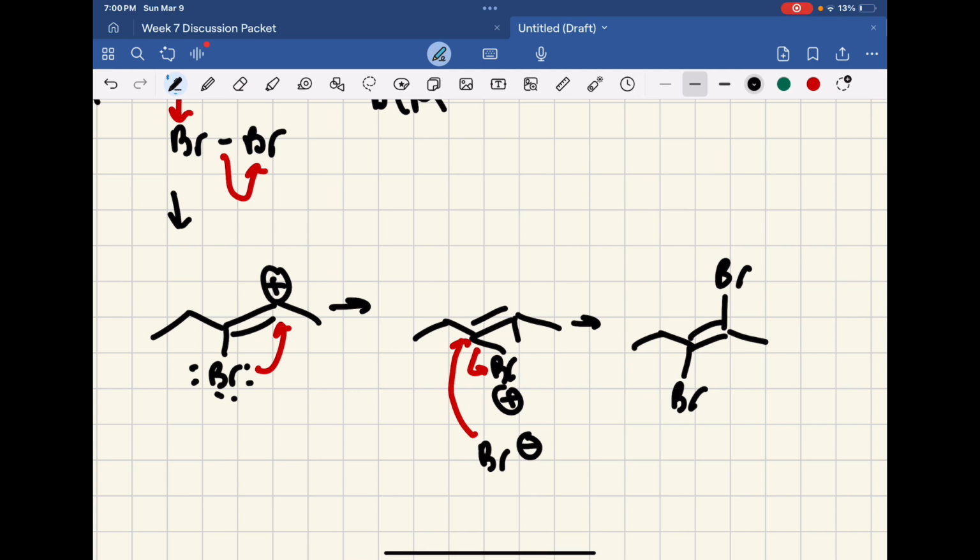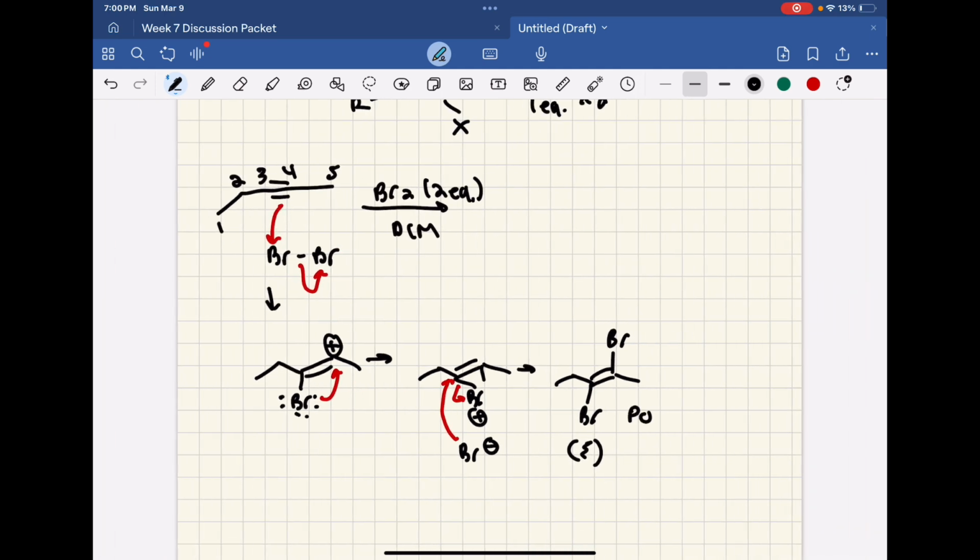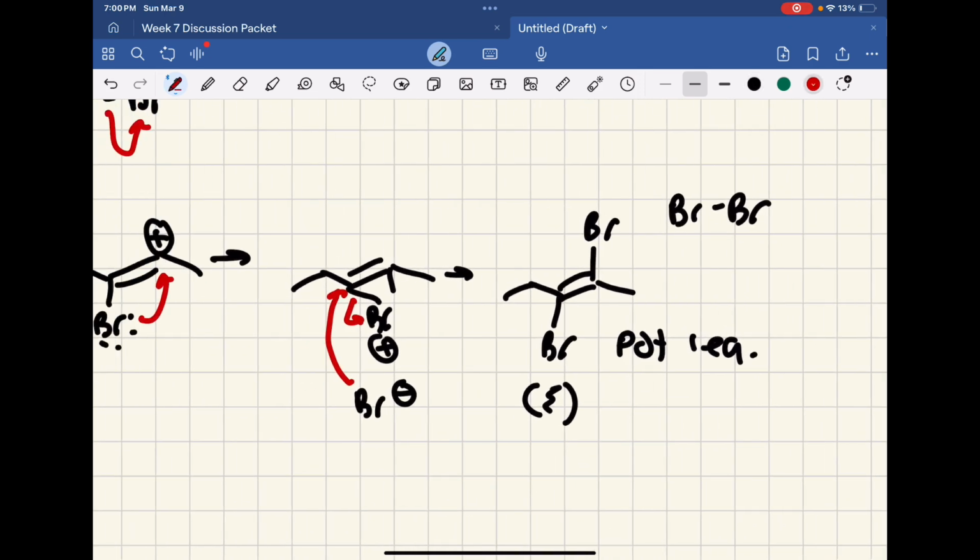Okay, so it's an E alkene here. But we did one equivalent; this is the product of one equivalent. We could basically show that exact same mechanistic scheme one more time. This is just basically the last chapter of alkenes. So the pi bond can come here and attack the bromine.